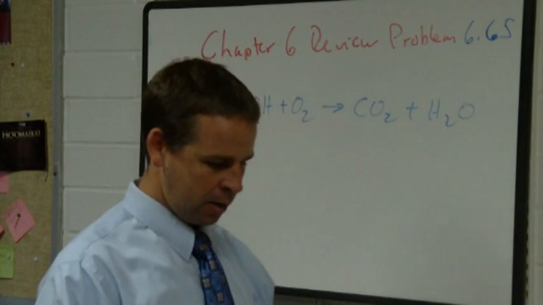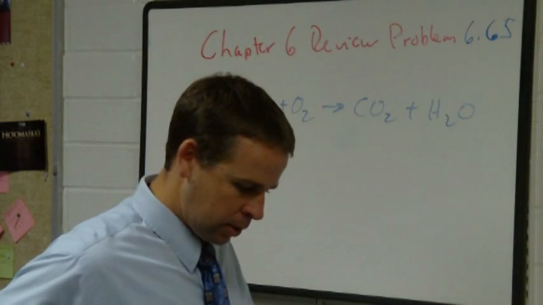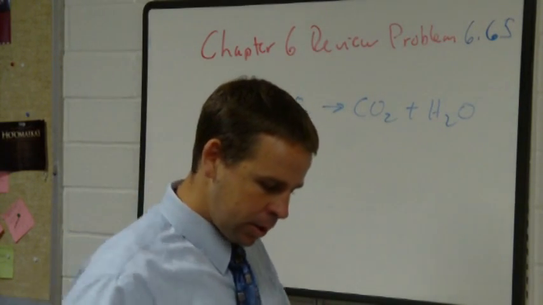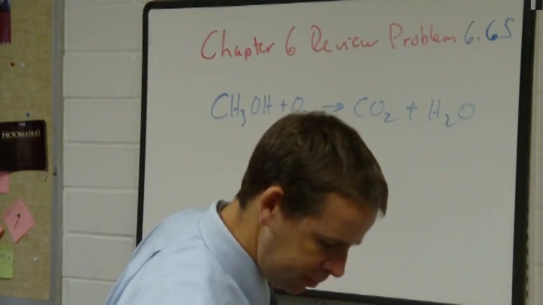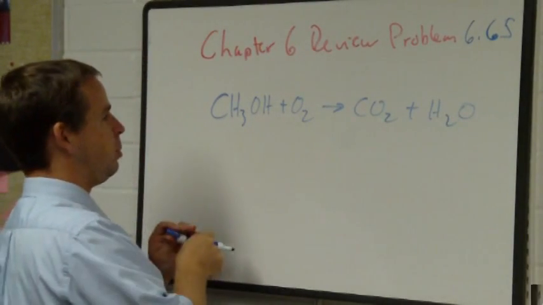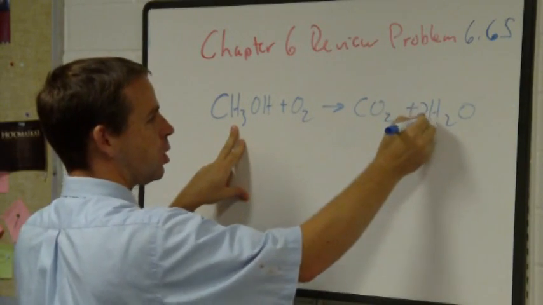Looking at problem 65. Methanol has been suggested as an alternative to gasoline in an automotive fuel. Write a balanced chemical equation for its complete combustion. All right, so the complete combustion of methanol is like this, and we need to balance this. Carbons are balanced. Hydrogens, we have 4 here, so we're going to need 2 water molecules.